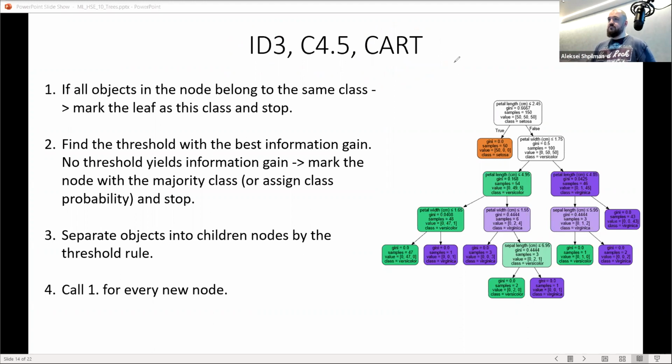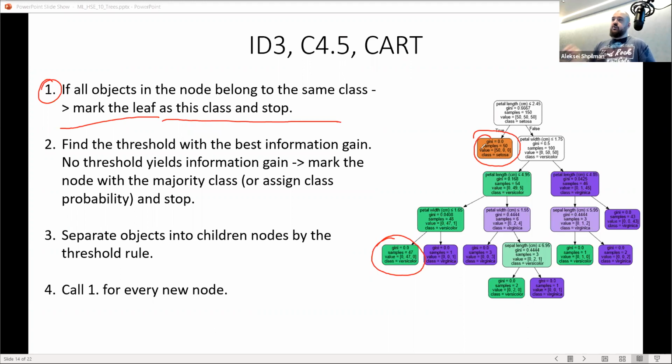So what is the algorithm? This is an end condition. If all objects in the node belong to the same class, then this is a leaf, and you mark it with the same class, and you say, okay, this is a leaf, and a leaf is a class versicolor, right? And this is a leaf. This is a leaf of a class setosa also.